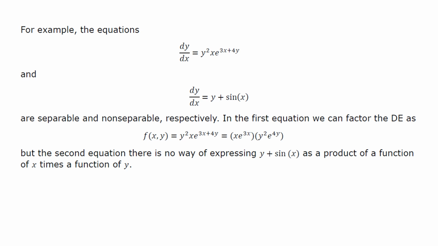In the first equation, we can factor the right side, f(x,y) = y² x e^(3x+4y), into the quantity x e^(3x) times the quantity y² e^(4y). But in the second equation, there's no way of expressing y + sin x as a product of a function of x times a function of y.